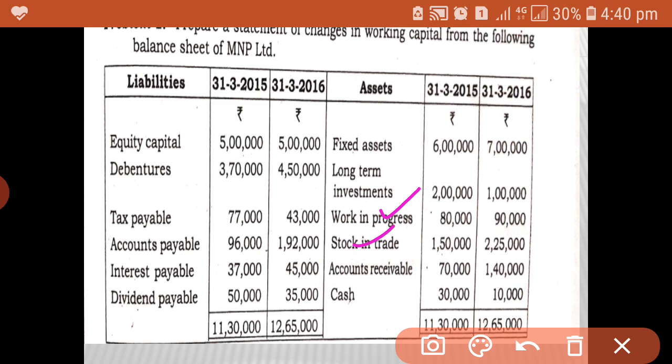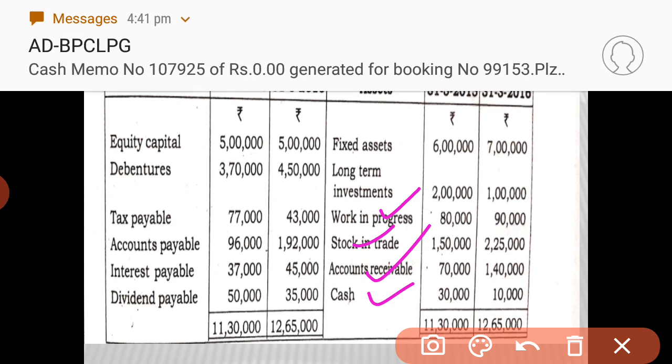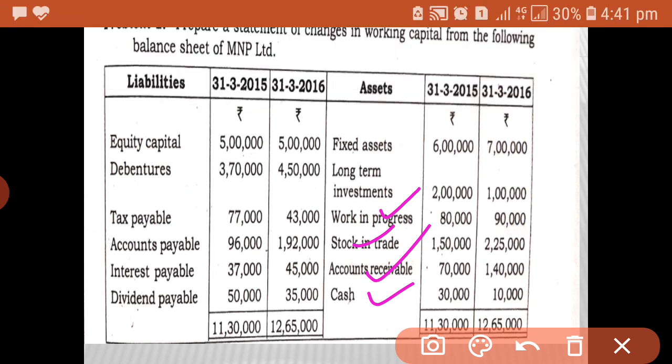Then stock in trade, it is also stock. Then account receivable means cash receivable, sundry debtors, bills receivable, etc. Cash is another item. So there are 4 current assets. On the liability side, what are the items? Tax payable, dividend payable, both can be taken either as current liability or as non-current liability.